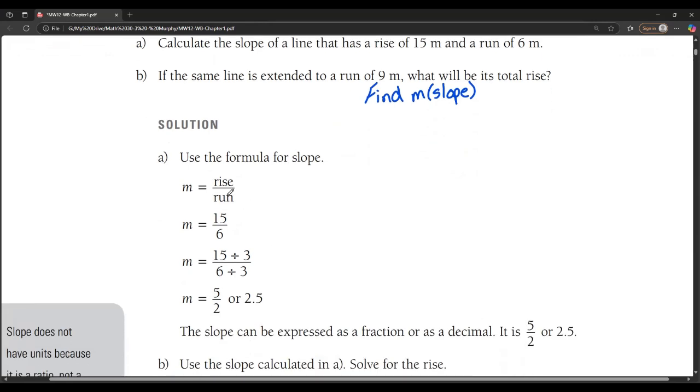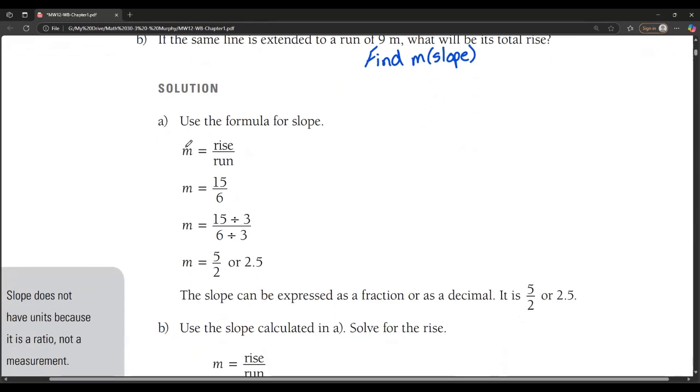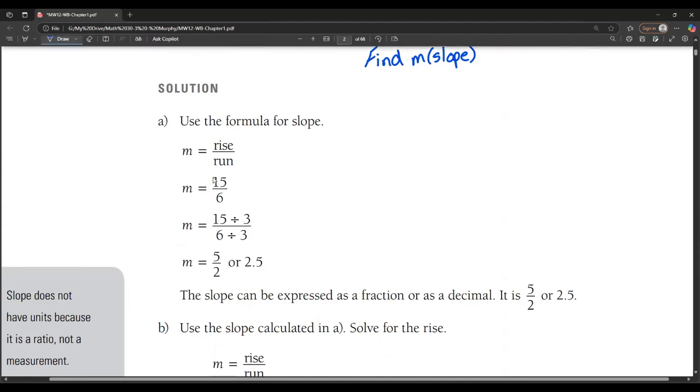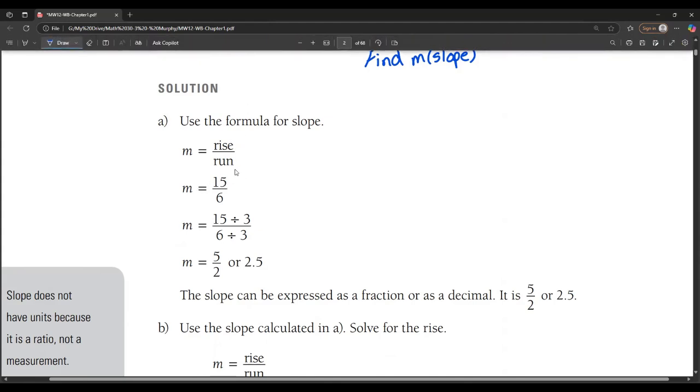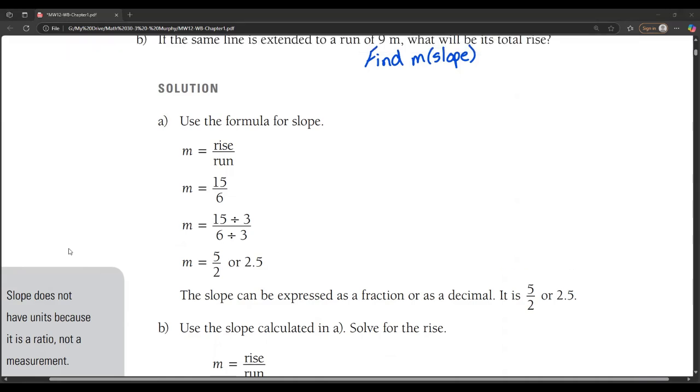Okay. So the first thing you would want to do is write down your formula, m equals rise over run. Okay, up on top, you can put the rise of 15 and the run underneath is 6. Now, in your calculator, if you have one of these, you can easily crunch the fraction with a little trick. And I'm okay with you guys using the trick.